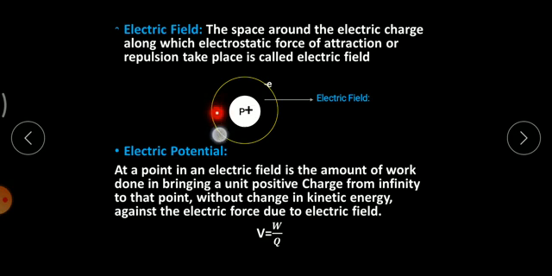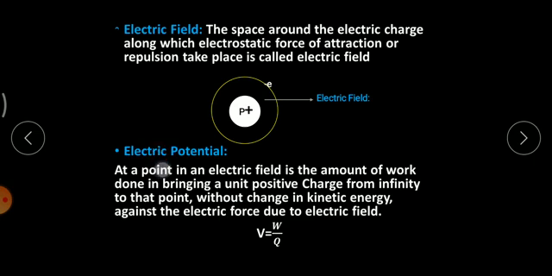For an instant, this is an electric field. An infinite number of charges is located over here. So the work done in bringing a charge from an infinite position into this electric field, a charge which is present outside the electric field, the work done in bringing that unit charge from infinity into this electric field, that is electric potential. It is a point in an electric field, the amount of work done in bringing a unit positive charge from infinity to that point without change in kinetic energy against the electric force due to that electric field.